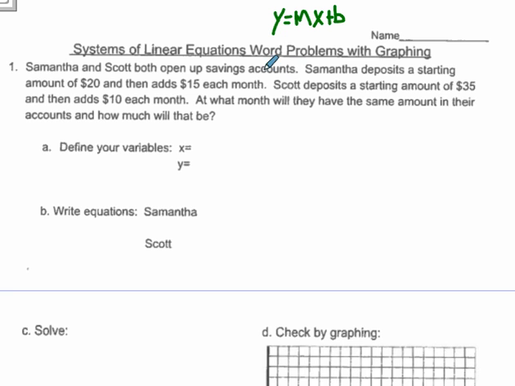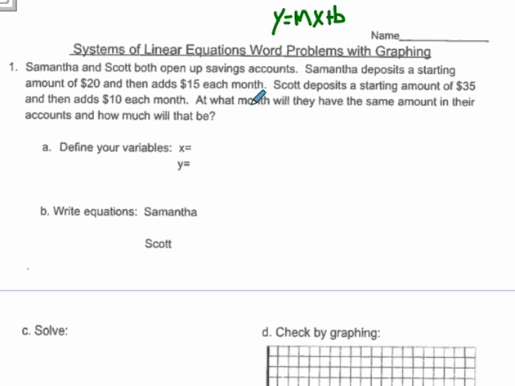So we're going to write two equations in the form y equals mx plus b, and then we're going to solve them. And because they're already in the form y equals mx plus b, it's very easy to graph them. So we'll go ahead and graph them to check and make sure that our solution is correct.